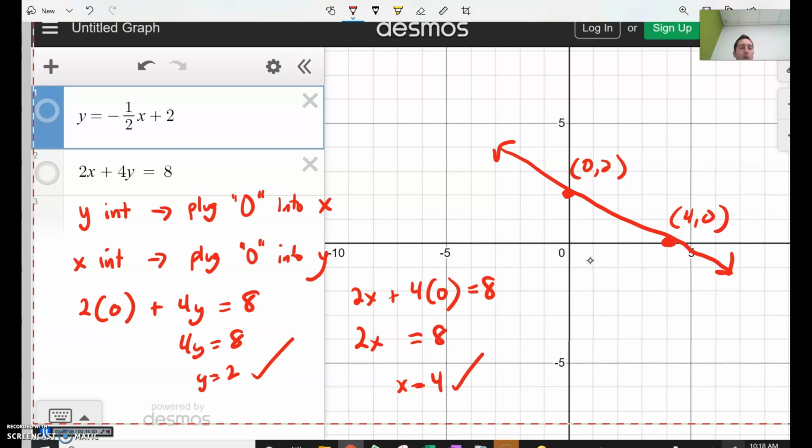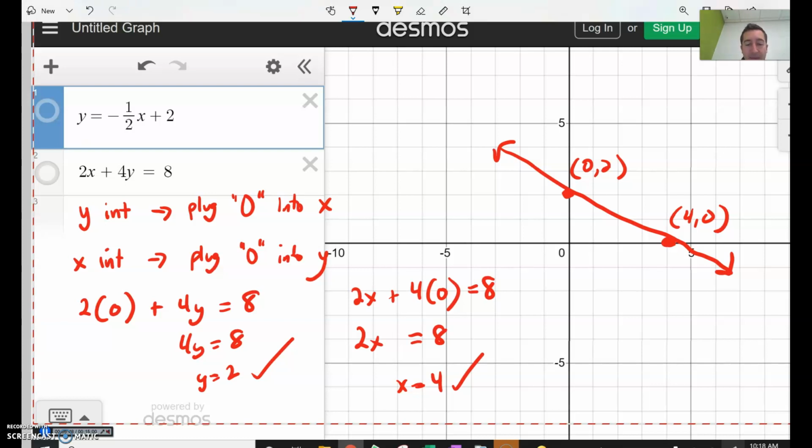Pause the video there. Rewatch that. That is huge. That could literally save you with linear equations if you feel comfortable with finding your intercepts by plugging in a 0 for the x to find the y-intercept and a 0 for the y to find the x-intercept. That can be huge. Okay? So finding intercepts.